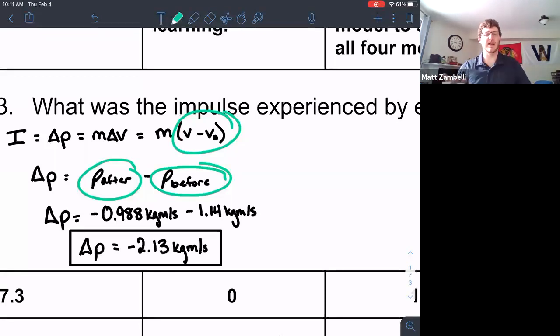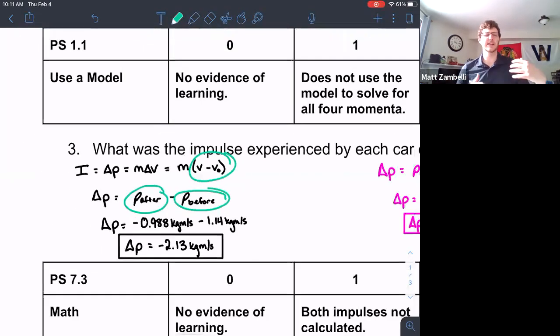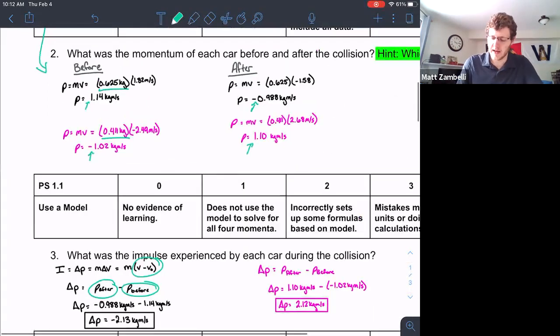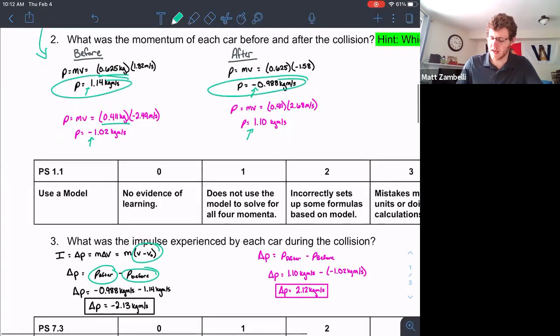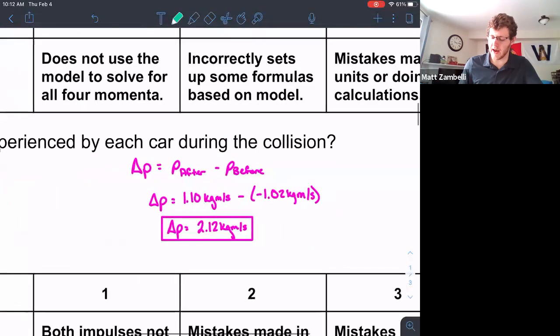So you take your negative 0.988 kilogram meters per second minus your 1.14 kilogram meters per second to get a change in momentum of negative 2.13 kilogram meters per second. And so I took this final, the after minus the before, and then I did the same thing for my pink convertible and found out that my change in momentum there was 2.12 kilogram meters per second.